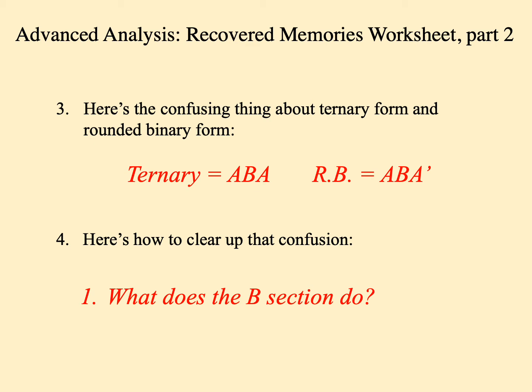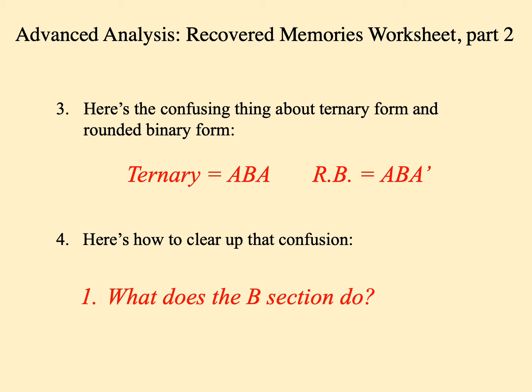So really the big way to clear up the confusion is to look at the B section and decide, what is the B section doing? Is the B section developing ideas from the A section? If so, it's probably binary. Or is the B section presenting me with contrasting ideas from the A section, in which case it's probably ternary.